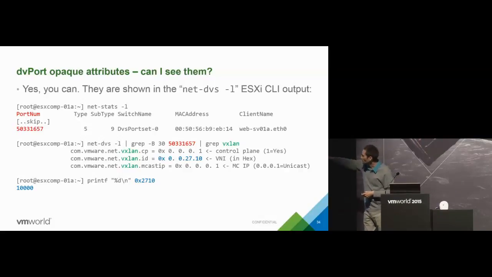In that information, you will see these 3 things. There's a VXLAN control plane setting; 1 stands for control plane is enabled. Control plane is enabled for logical switches in hybrid and unicast mode. For multicast, it's going to be disabled. You will see your VXLAN ID represented in hex, and you will see the multicast IP address. If it's 1, it means unicast. If it's not 1, there's going to be a multicast address there. And it's a way to actually convert hex into decimal.